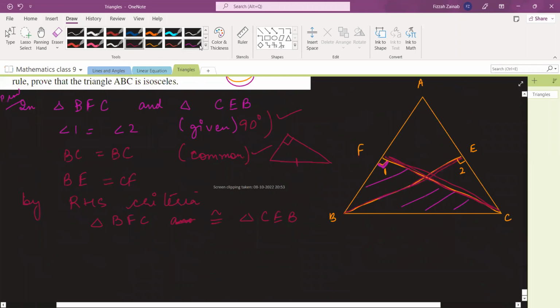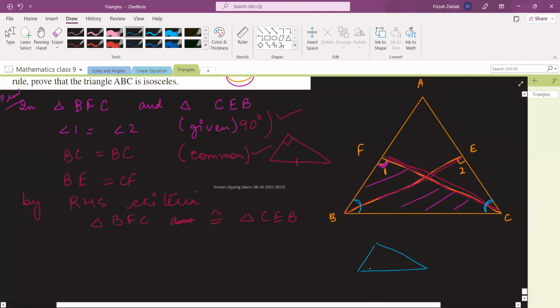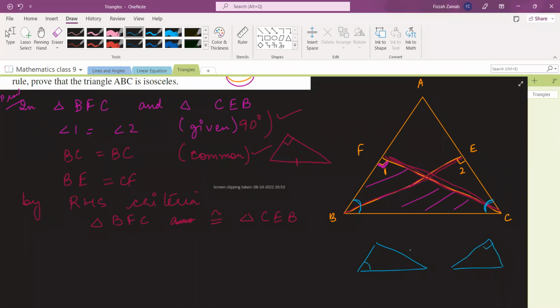Okay. Now if the triangles are congruent, can I say that this complete angle is equal to this complete angle? Yes. Because in this triangle, if I just split it like this, this is 90 degrees here, right? So this angle will be equal to this angle, isn't it? Because the two triangles are congruent. So by CPCT, you can say angle B is equal to angle C, right?